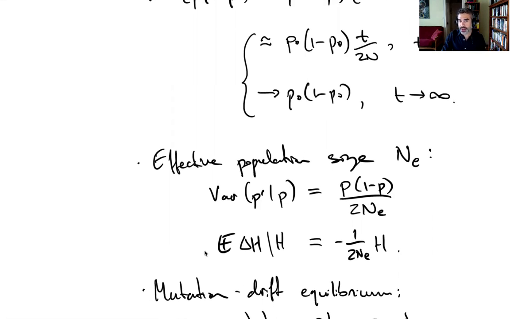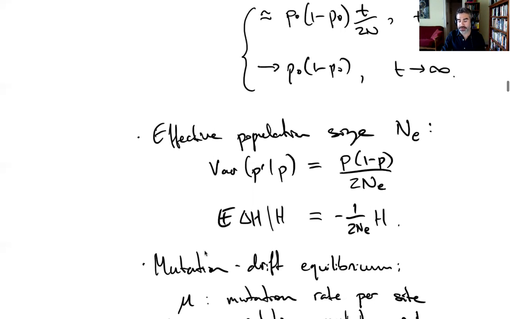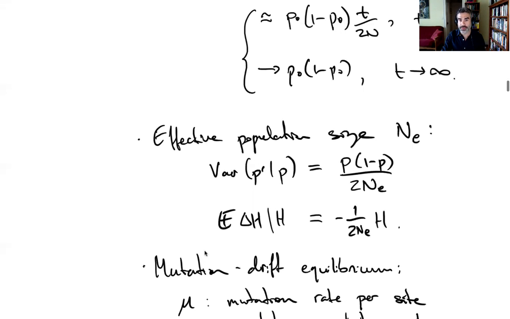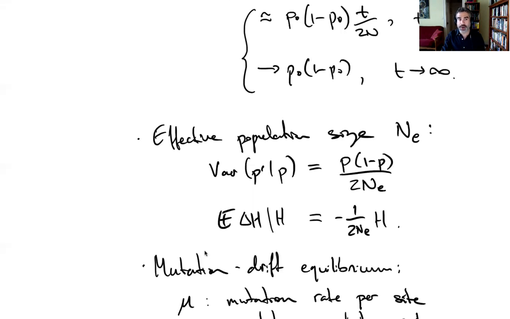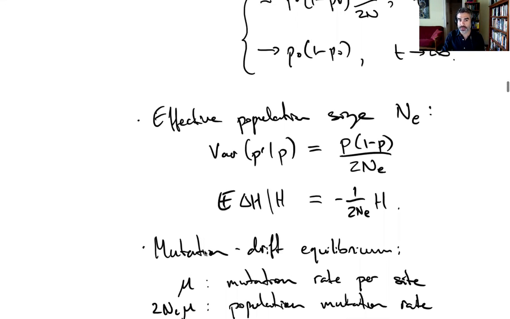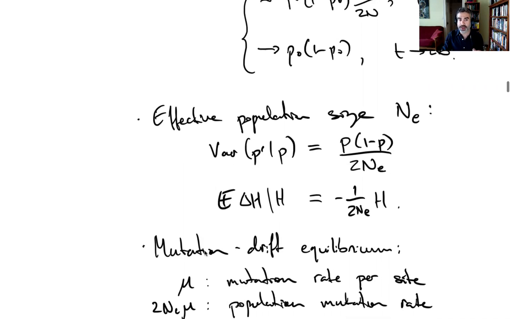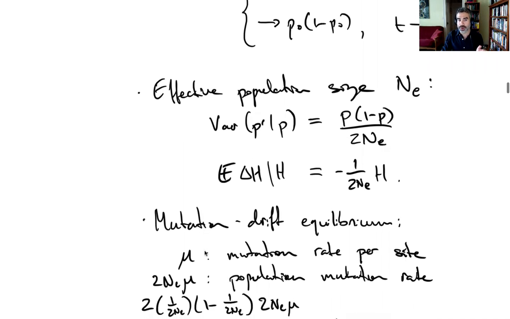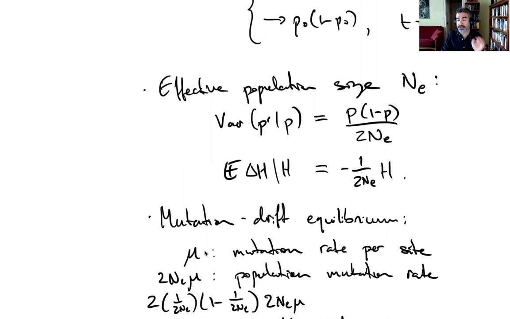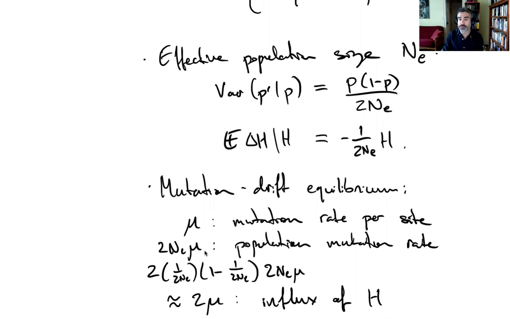Let mu be the rate of mutation per site per generation. Then new mutations enter the population at rate 2 NE mu. New mutations thus lead to an influx of heterozygosity at a constant rate 2 times 1 over 2 NE times 1 minus 1 over 2 NE, that's the heterozygosity of the newly arising mutation, times 2 NE mu, which is about 2 mu.